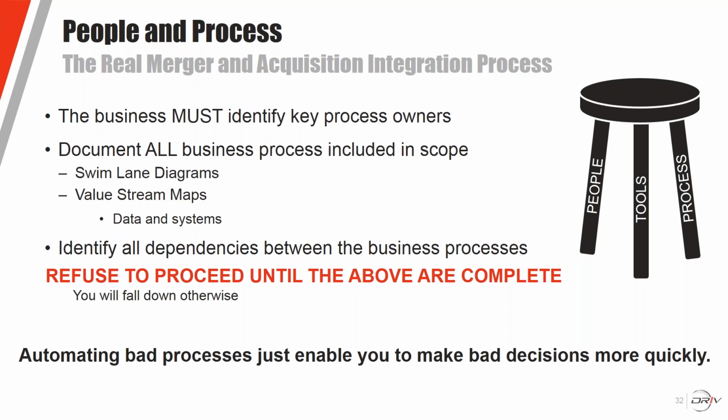Once you have the business processes, you need to identify the dependencies between them. So for example, if I have a tool design process, that tool design process should be linked back to my product design process because my tools are going to manufacture the product. If you have them running in two separate sets of processes and you don't understand the dependencies between them, you're likely going to have tools that aren't going to make the product that you need to make. So the dependencies should also be included in your process map. And my advice to you is refuse to proceed until all of this stuff is complete. You will fall down otherwise.